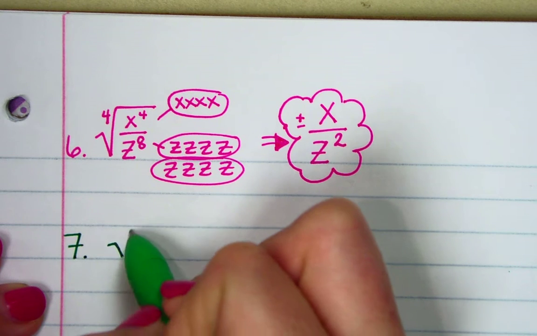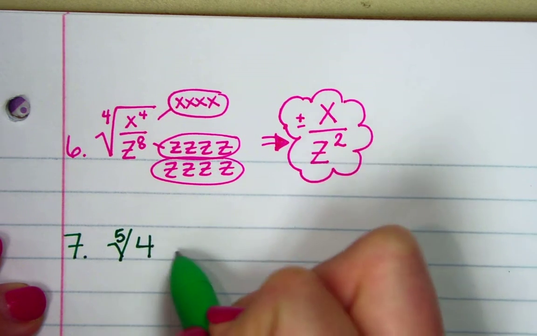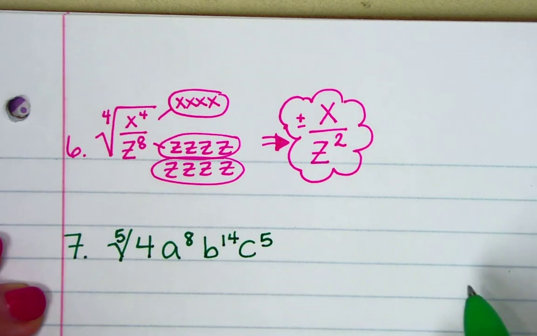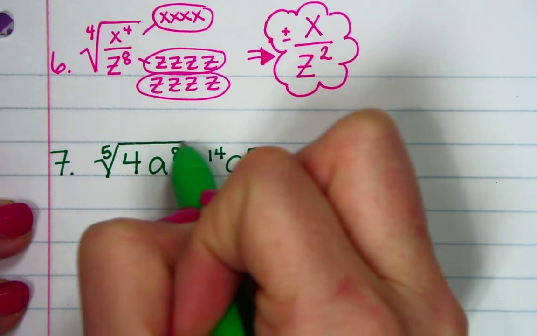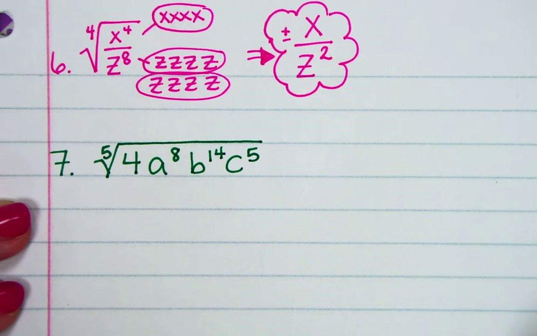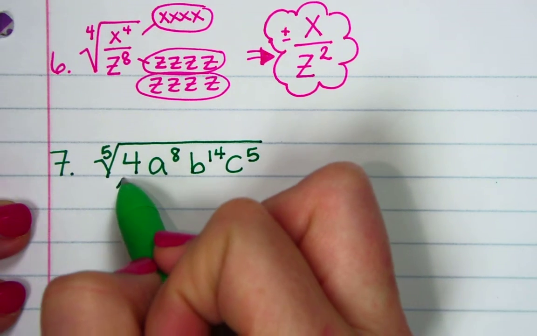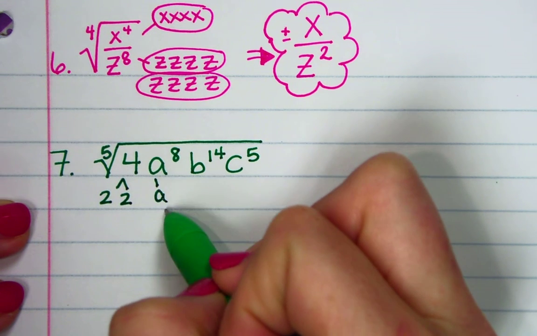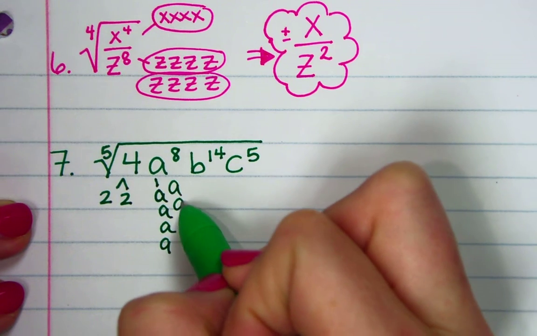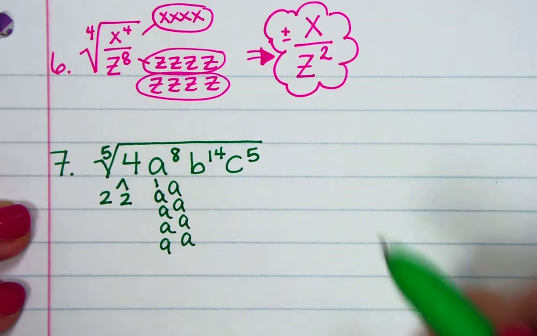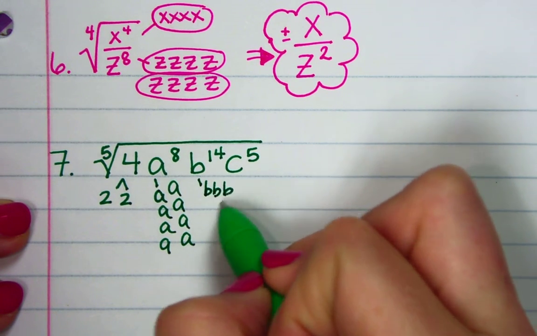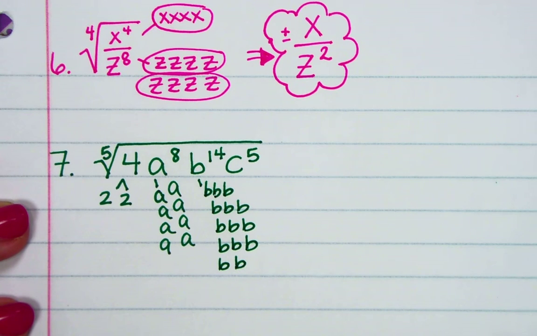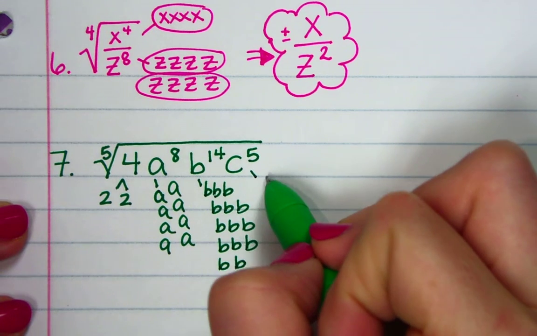Number 7 is the 5th root of 4a8 b14 c5. Okay, so let's break down each thing. 4 is what times what? 2 times 2. Okay, A. We'll just do A, A, A, A, A, A, A, A. 8 A's. All right, 14 B's. 1, 2, 3, 4, 5, 6, 7, 8, 9, 10, 11, 12, 13, 14 B's. And then 5 C's. 1, 2, 3, 4, 5.